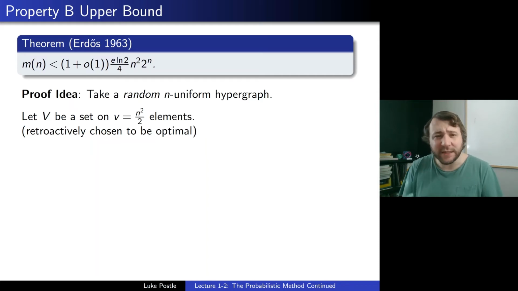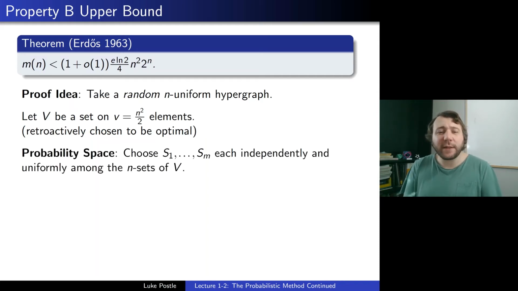So we won't do any activation type probabilities. Instead, what we're going to do is choose S_1 up to S_m, each independently and uniformly among the n-sets of V. So this will be our probability space. So we're going to choose our m edges to be, of course, of size n, that's n-uniform, and to be from this set of elements.